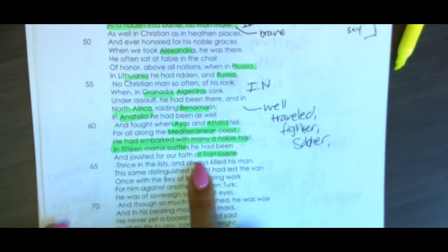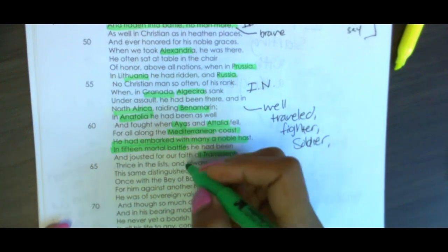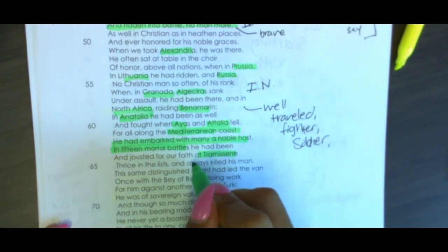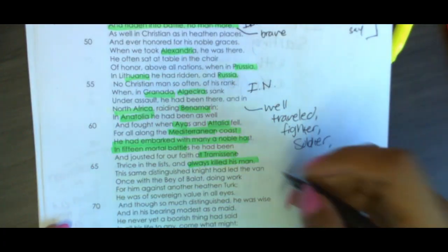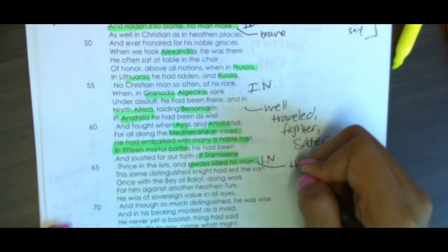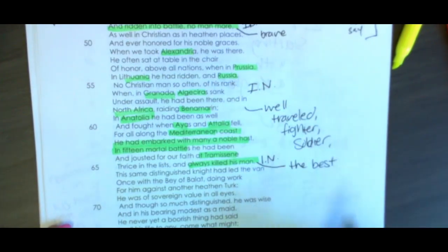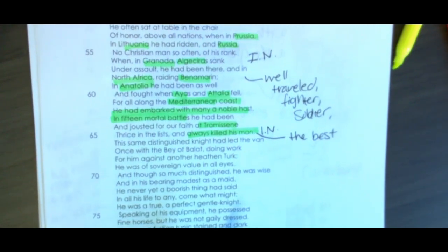"He jousted thrice in the list and always killed his man." This is indirect. He always killed his man. Indirect characterization. And we would be like, dang, that means he's the best. We have to make this judgment and this assumption based on the description that they're indirectly giving us.